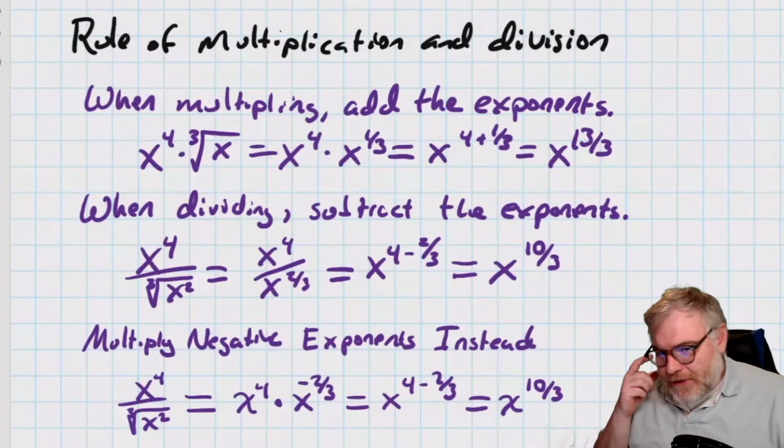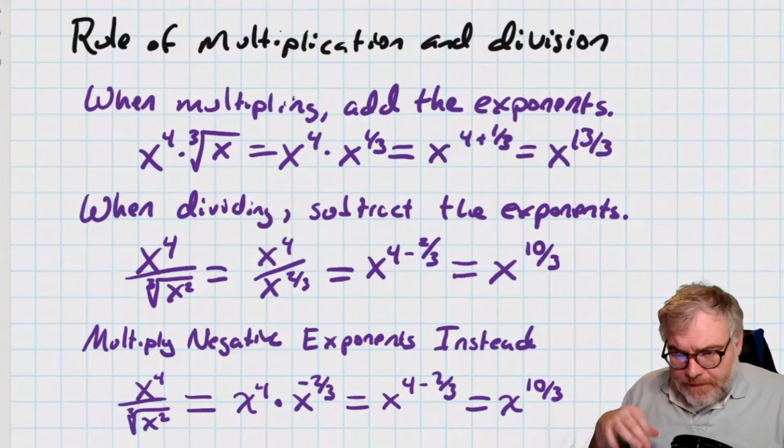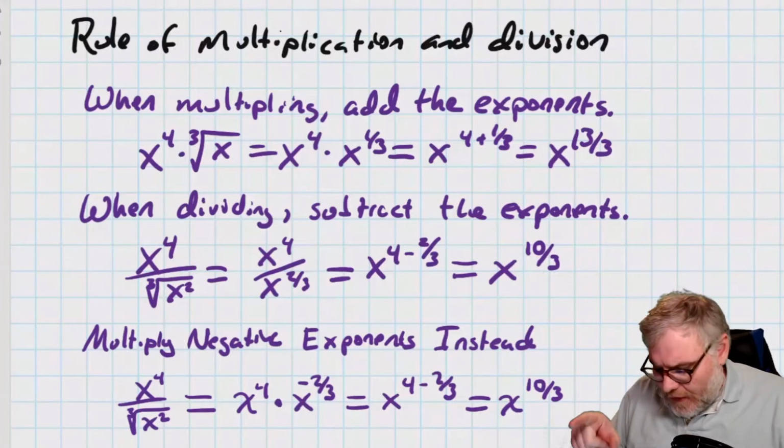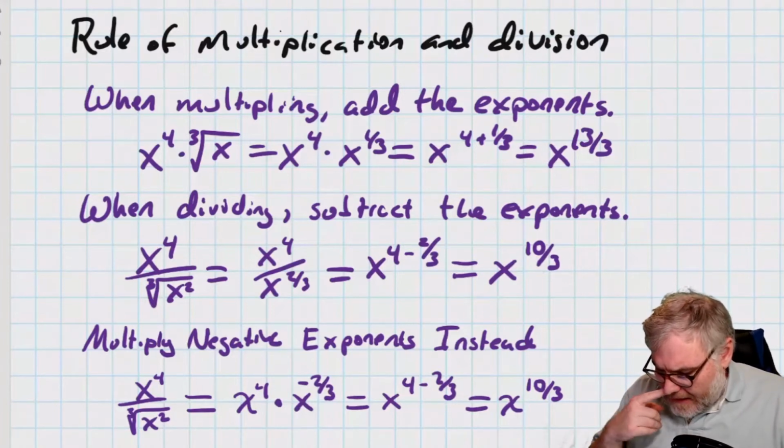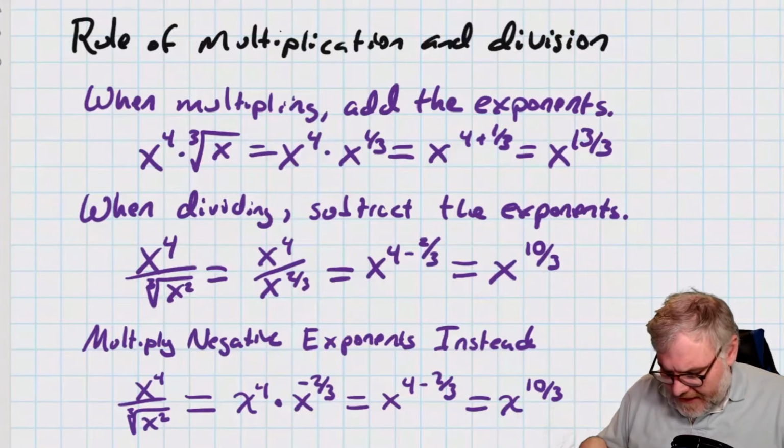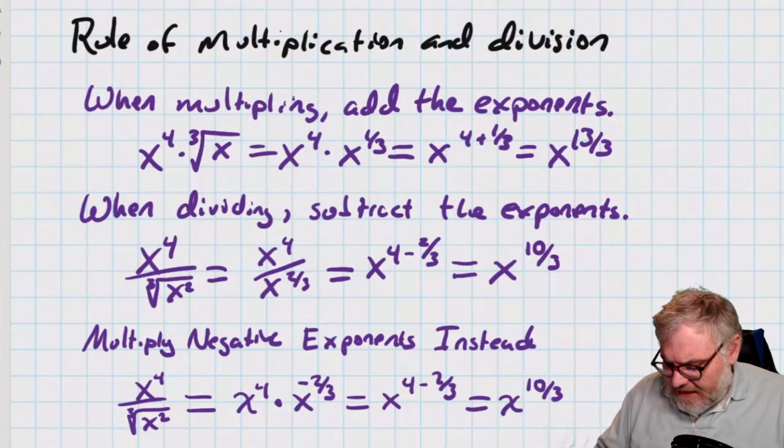Okay, so remember from pre-calc that there are these rules to multiplication and division with exponents. So when multiplying, I add the exponents. So for example, x to the 4th times the cube root of x would be x to the 4th times x to the 1/3. And then I combine the exponents, and that's x to the 4th plus 1/3, which is x to the 13 over 3.